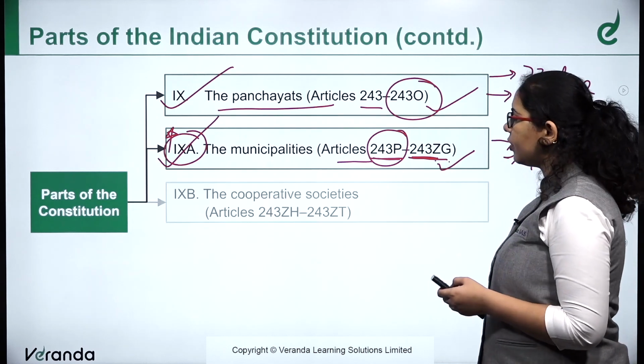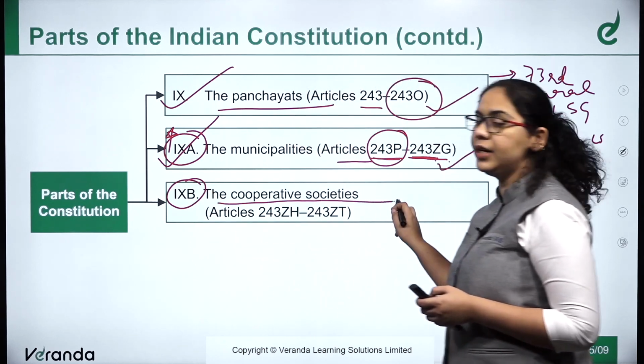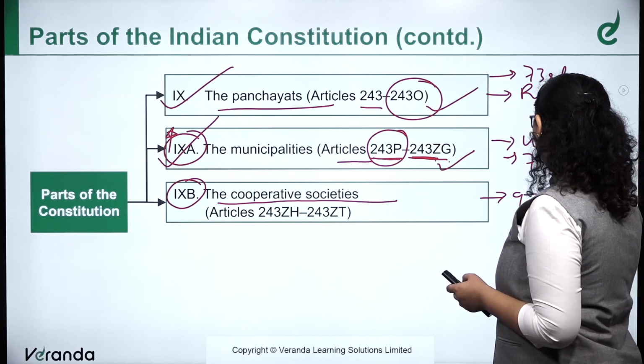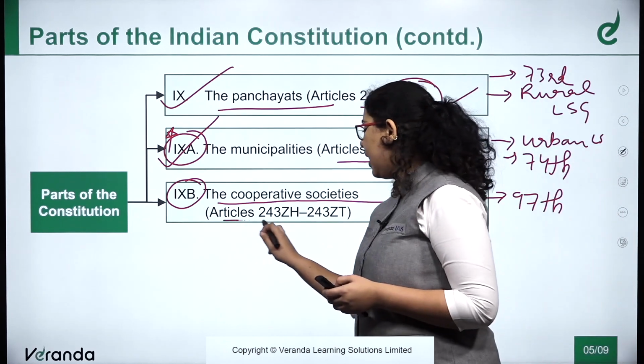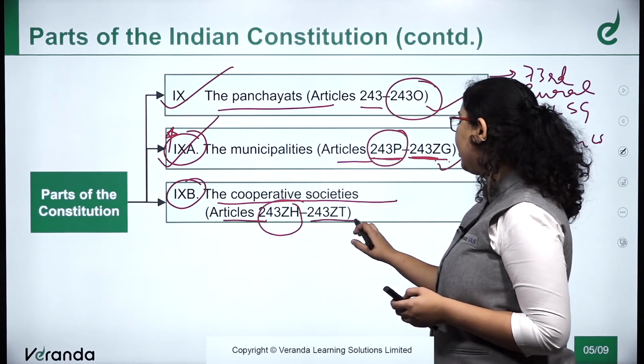Okay. Next 9B, cooperative societies. This was added by the 97th Constitutional Amendment Act. Cooperative societies, articles 243ZH to 243ZT.